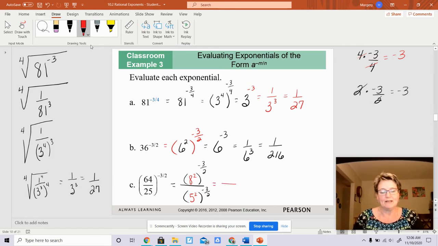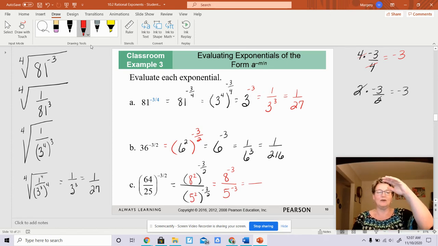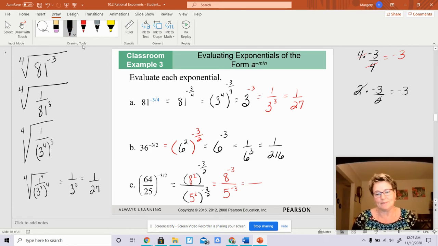Now, my numerator, my base is 8. 2 times 3 halves. The 2's cancel out and I'm left with a negative 3 as my exponent. In the denominator, I have 5. The 2's cancel out and I'm left with negative 3. Now, if you have a negative exponent in the denominator, you move it to the numerator. If you have a negative exponent in the numerator, you move it to the denominator. So on this one, I have 5 to the 3rd power up here, and I have 8 to the 3rd power down here. By switching them, it changes the exponents.